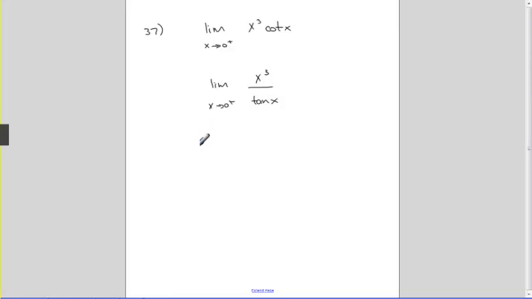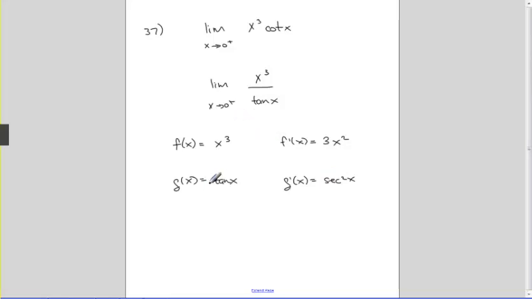Okay, so let's take the derivative. Well, let's actually define the functions first. f of x is the numerator, g of x is the denominator. So what is the derivative of f of x? It's 3x squared. The derivative of the denominator is secant squared of x.